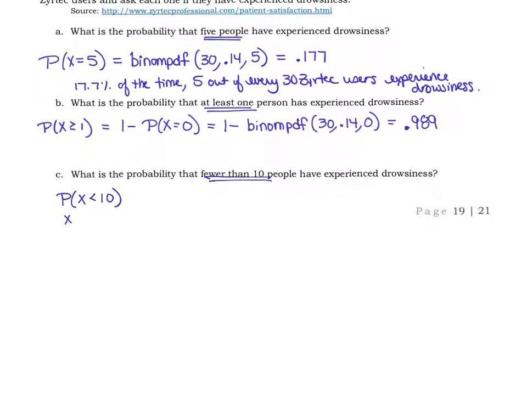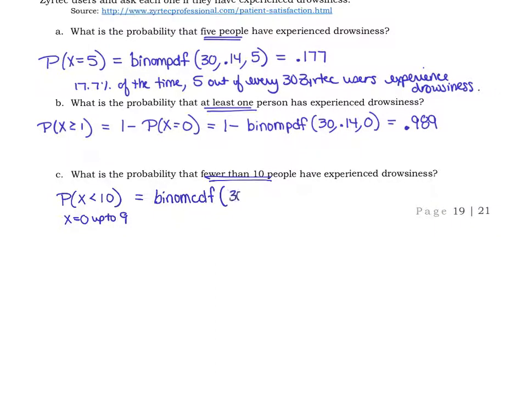So this is x equals 0 up to how many people qualify as less than 10 at most. I'm hoping you say 9. Okay, less than 10 does not include 10. So we want to figure out the probability that 0 to 9 people experience drowsiness. That is exactly what binomial CDF does. It starts at 0 and goes up to where you tell it to stop.